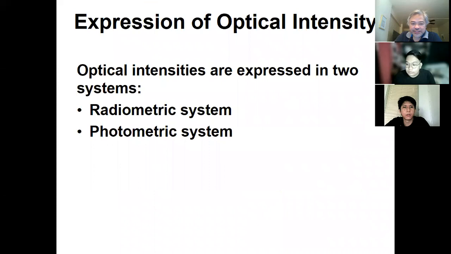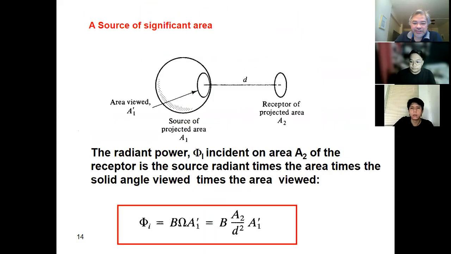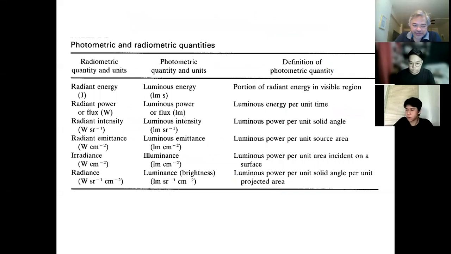So we looked at the different optical density. We focused more on the radiometric system compared to the photometric system during that time. If you compare the photometric and radiometric quantities, when you say radiometric, it's more on the radiant energy or radiation, while photometric is more on the luminous. But in terms of the description, they're almost the same.